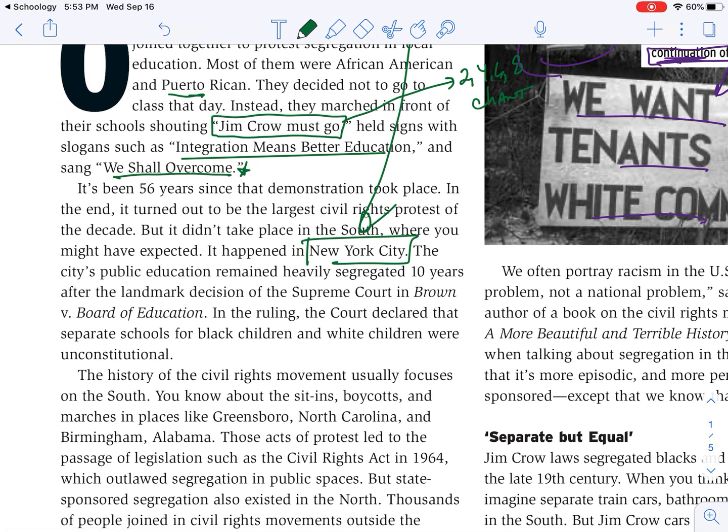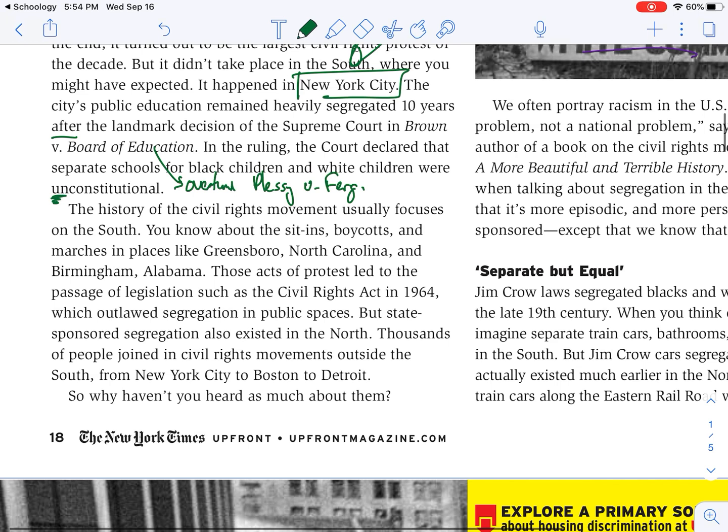The city's public education remained heavily segregated 10 years after the landmark decision of the Supreme Court in Brown v. Board of Education. In the ruling, the court declared that separate schools for black children and white children were unconstitutional. And again, Brown v. Board overturned Plessy v. Ferguson. The history of the civil rights movement usually focuses on the South.